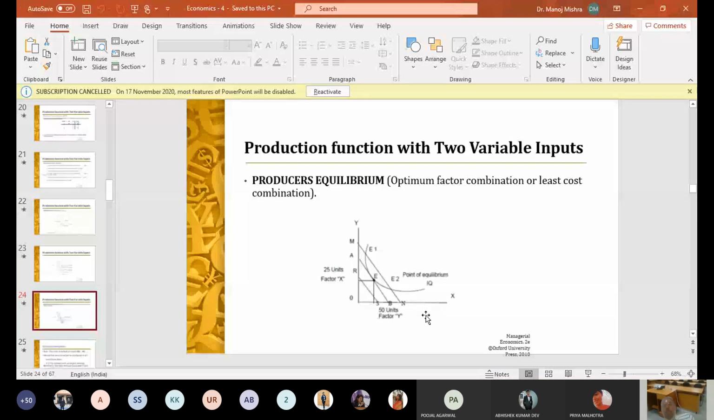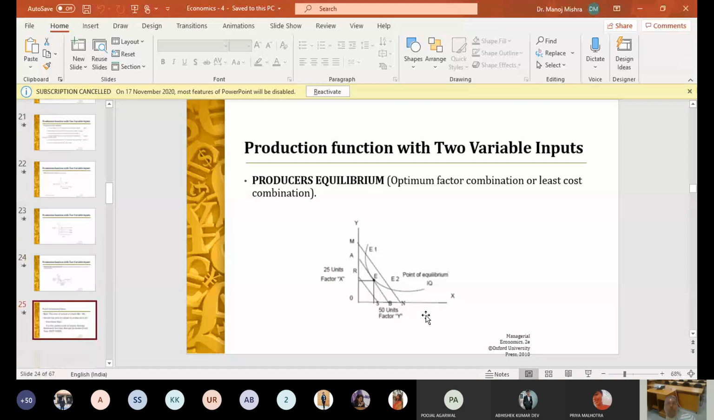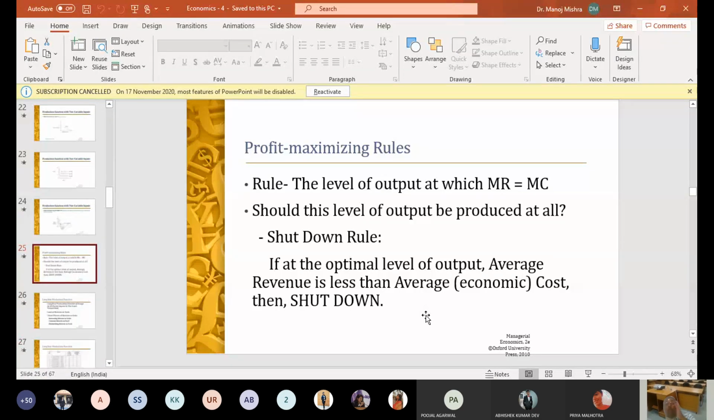Least cost combination or the optimal factor combination. Now we have two very important rules for anybody who aims to get into production. One is the rule for profit maximization. The level of output at which MR is equal to MC is the profit maximizing output. So how to maximize profit? Simple. MR should be equal to MC.